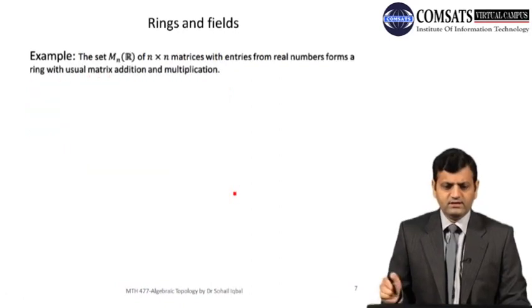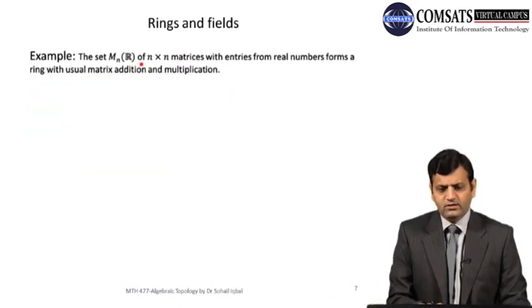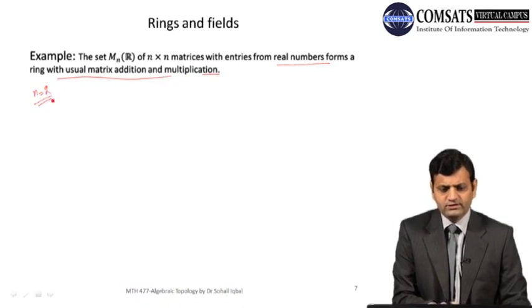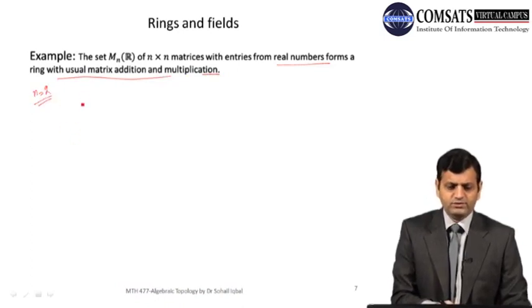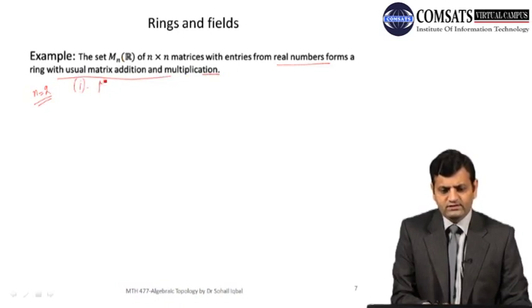Now let's consider another example. Consider the set of all n cross n matrices with entries from the set of real numbers. Then this forms a ring under the usual matrix addition and multiplication. For simplification of the calculations, consider the case when n is equal to 2. Let's see if this set M2R, the set of 2 cross 2 matrices with entries from the set of real numbers, under the usual operation of addition, is a group or not.